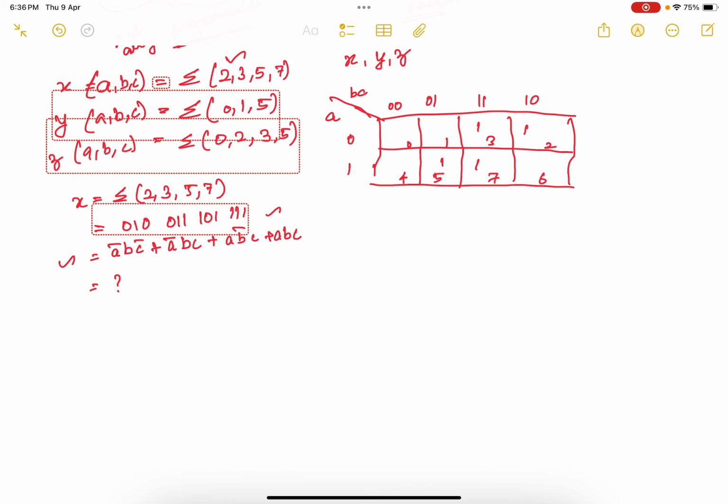So when you group this, what will you do? This is one pair and this is another pair. So for this pair, what is the answer? This pair, the answer will be A bar, the common term is B.